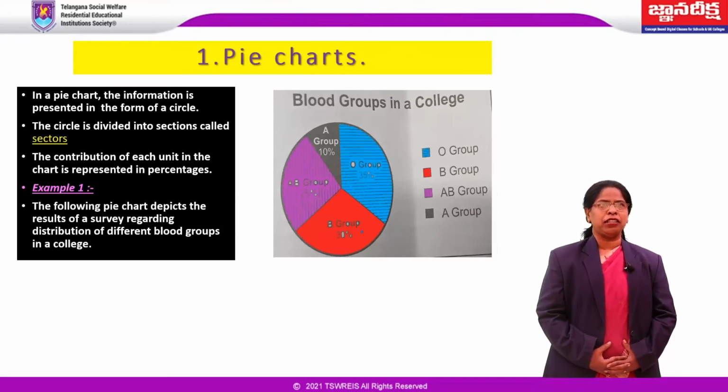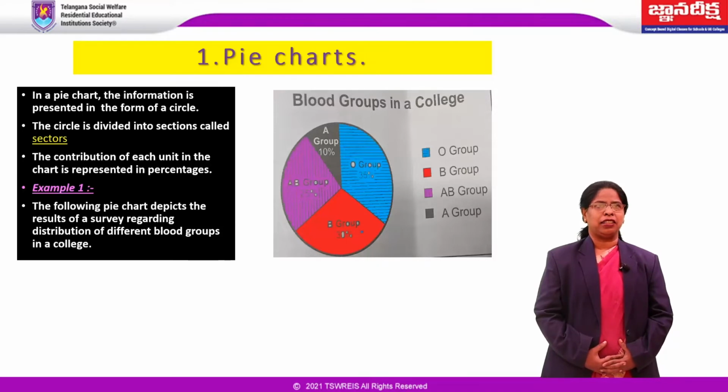In the pie chart, the information is presented in the form of a circle. The circle is divided into sections called sectors. The contribution of each unit of the chart is represented in percentages.